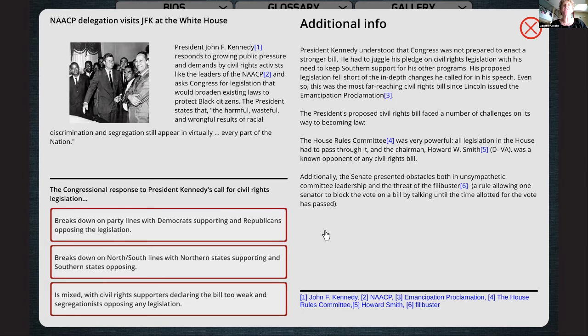So the congressional response to President Kennedy's call for civil rights legislation breaks down on party lines, breaks down on north-south lines, is mixed, with civil rights supporters declaring the bill too weak and segregationists opposing any legislation. Do we have someone who's taken a stab there, Tim?